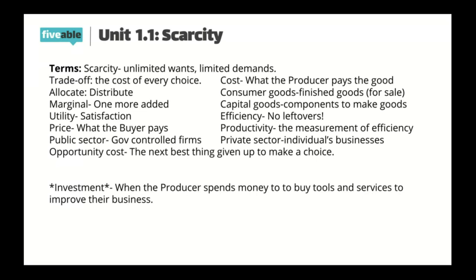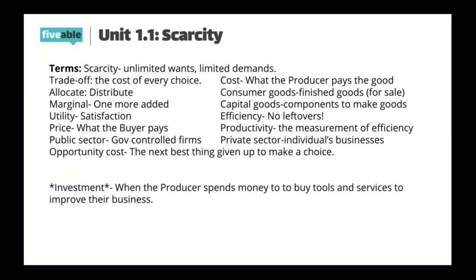So again, price is what the buyer pays. Utility is a way that we talk about satisfaction. It's the closest we ever get to happiness in econ. It's the dismal science for a reason. We've got private sector, public sector. Public sector just means that it's government controlled or it's a government business. Private sector is individually owned businesses. We've got productivity, which is the measurement of efficiency, and opportunity cost, which is the next best thing given up when making a choice. We're going to talk about opportunity cost and trade-off later on.